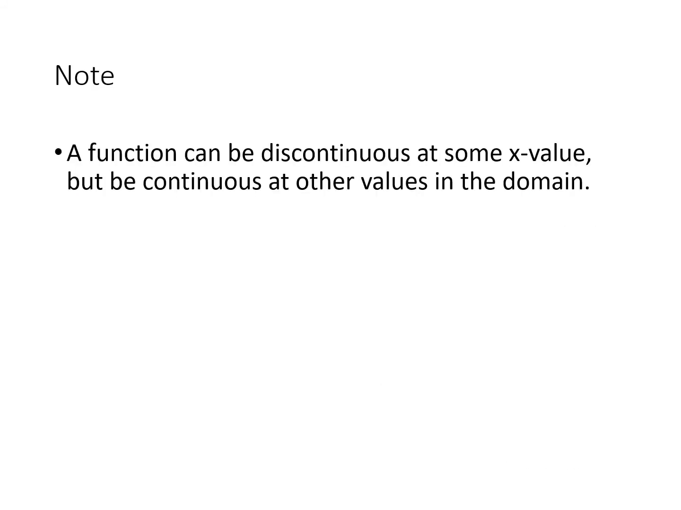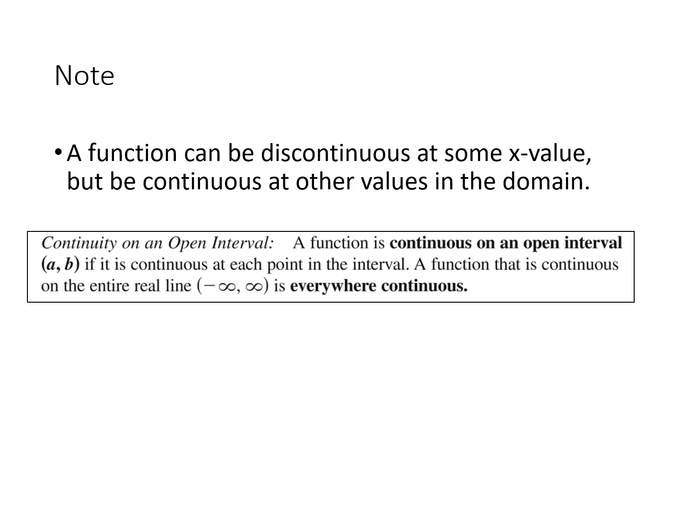Note, a function can be discontinuous at some x value, but be continuous at all other values in the domain. Continuity on an open interval. A function is continuous on an open interval, a comma b, if it is continuous at each point in the interval. A function that is continuous on the entire real line from negative infinity to infinity is everywhere continuous.